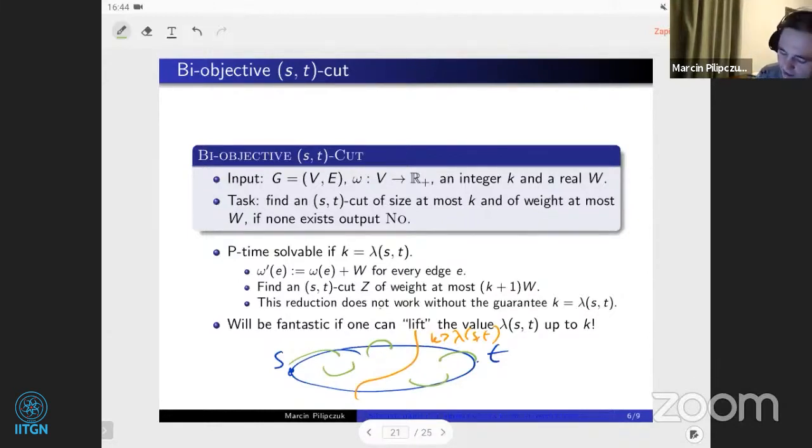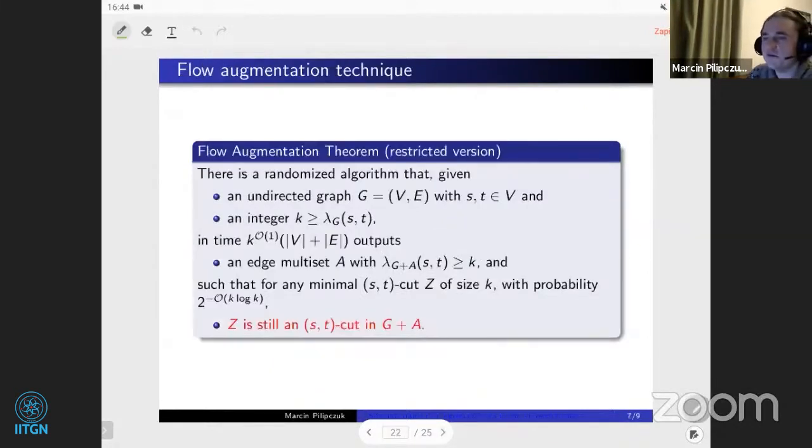Okay, let's formalize it. So this is the statement we have. In the paper it's slightly more complicated to handle some special cases for the coupled min cut, but this is the guts of the technique here. You can do slightly more with the technique, but let's focus now on this version. That's why I wrote here restricted. So we have a randomized algorithm that runs in polynomial time, actually poly in k times linear in the graph size, if that matters for some reason.